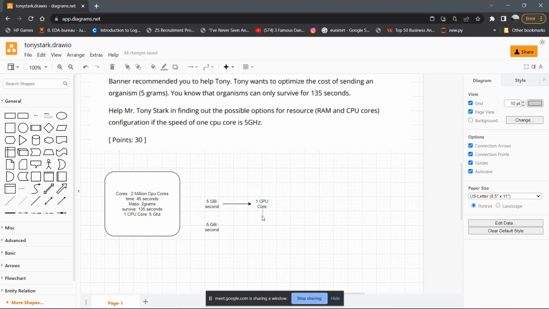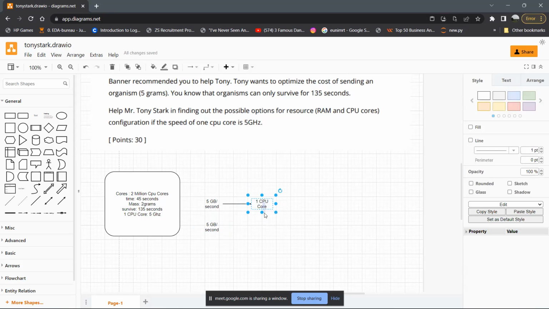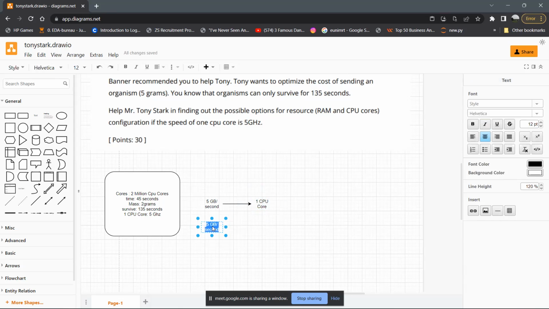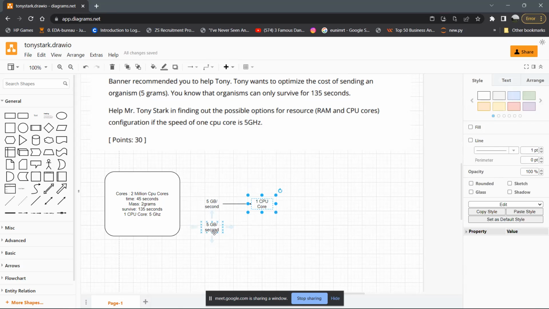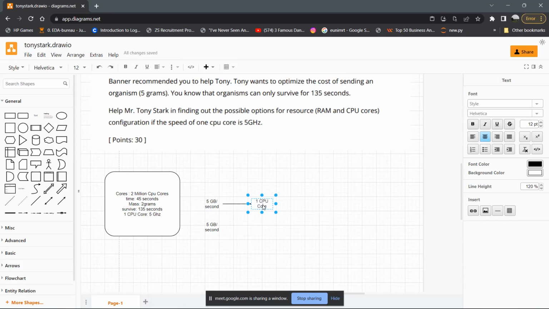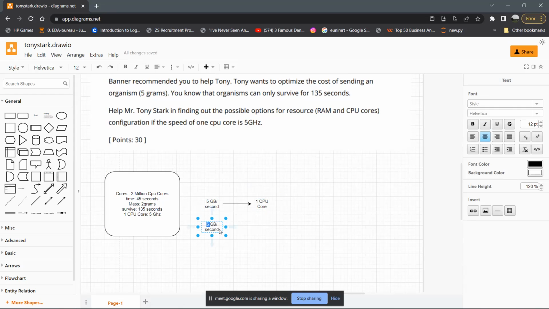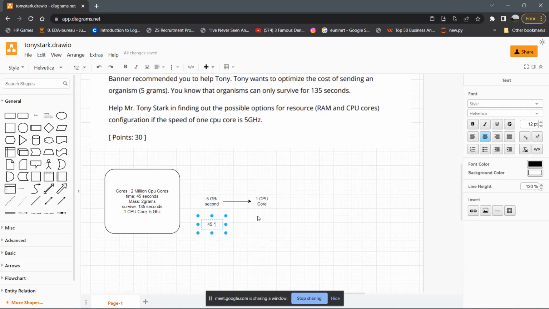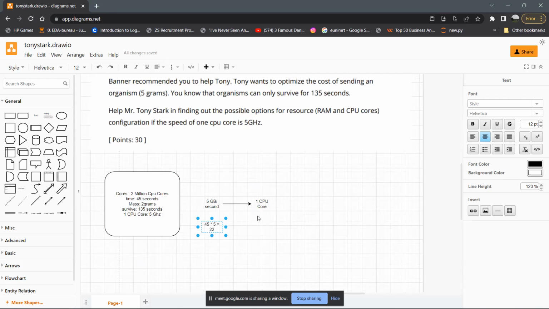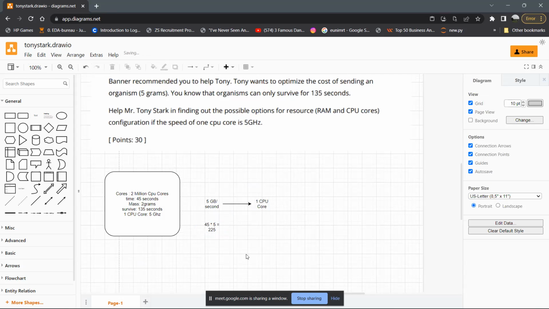Now we are having, so let's say we know that it is taking 45 seconds. So for 45 seconds, what will be the memory for each core? 45 times 5, right? Which will be equal to 225. Till here, anyone has any doubt?